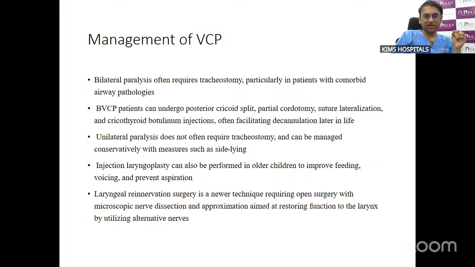We can do injection laryngoplasty in older children so that it can improve feeding and voice projection, and also prevent aspirations. The new technique is laryngeal reinnervation, where they do open surgery, microscopic nerve dissections, and then approximation, aimed at restoring the function of the larynx by utilizing alternative nerves. So these are newer, evolving treatments for vocal cord palsy. It may not be available in all hospitals.